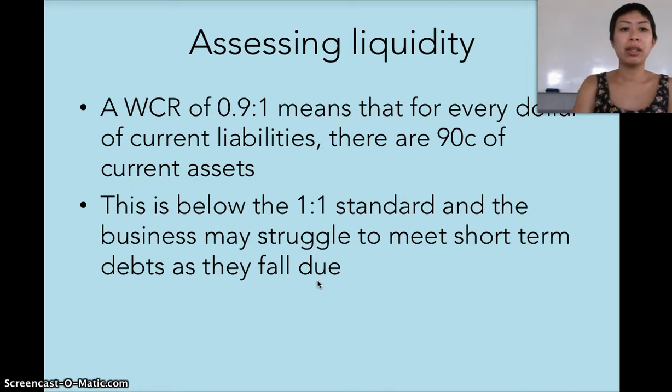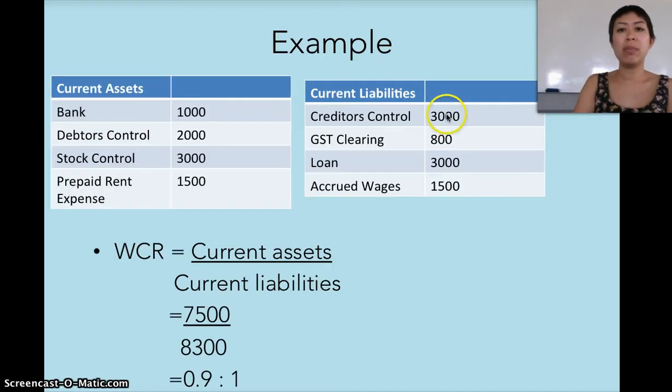So looking back, you can see that they have to meet these debts, payments to creditors, GST clearing to the tax office, a loan and wages owing with a given amount of funds. And there's obviously more owing than what they have.